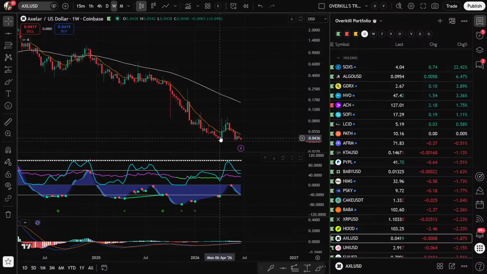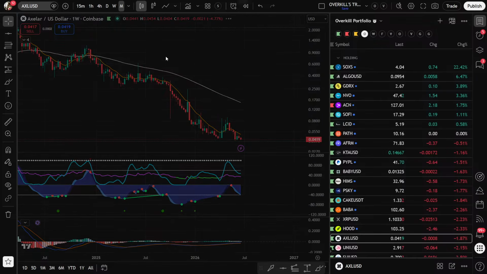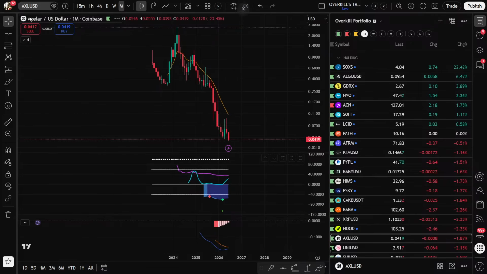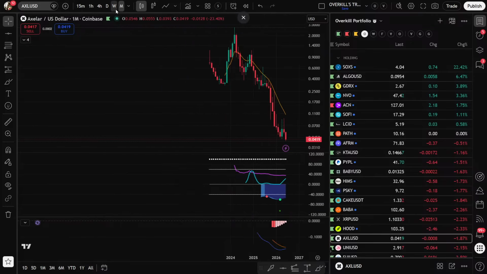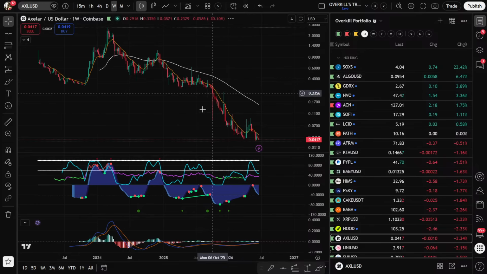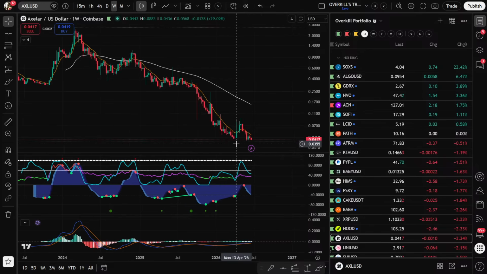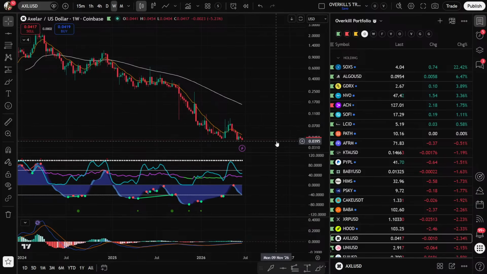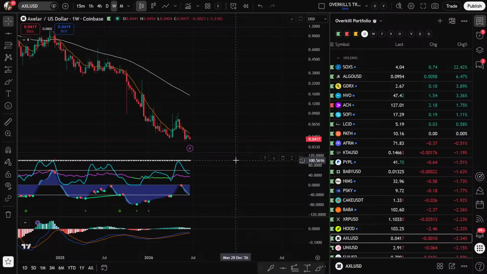AXL is back down where the last signal came as well, a little bit below it. I did play this one here on the monthly, and again, the chart does not look good. Okay, just waiting for the wave to come back up here and give us a signal. Yeah, it just feels like every crypto project is a rug right now.